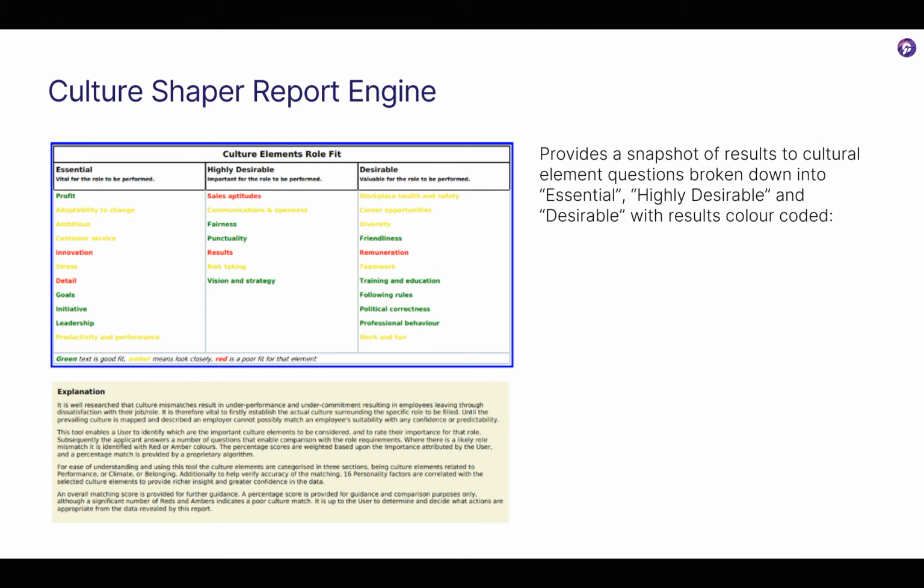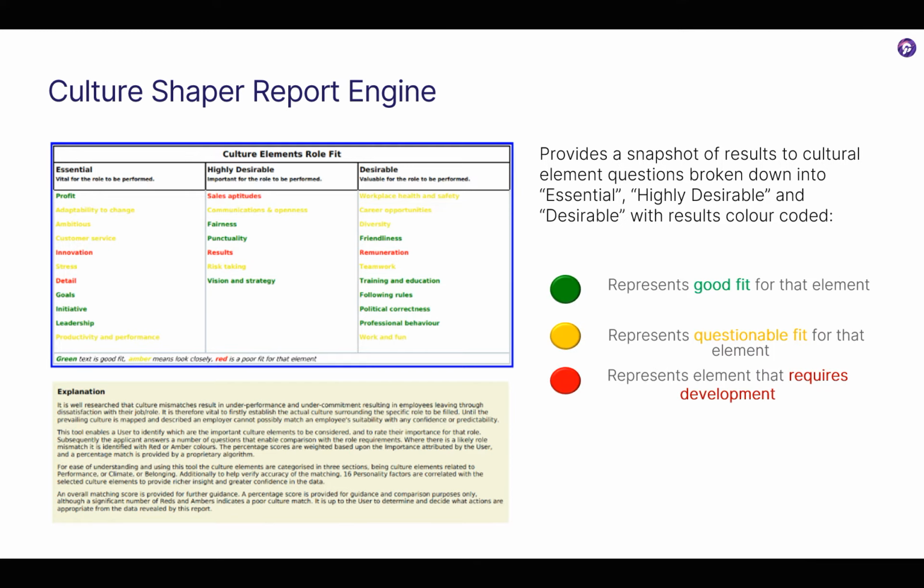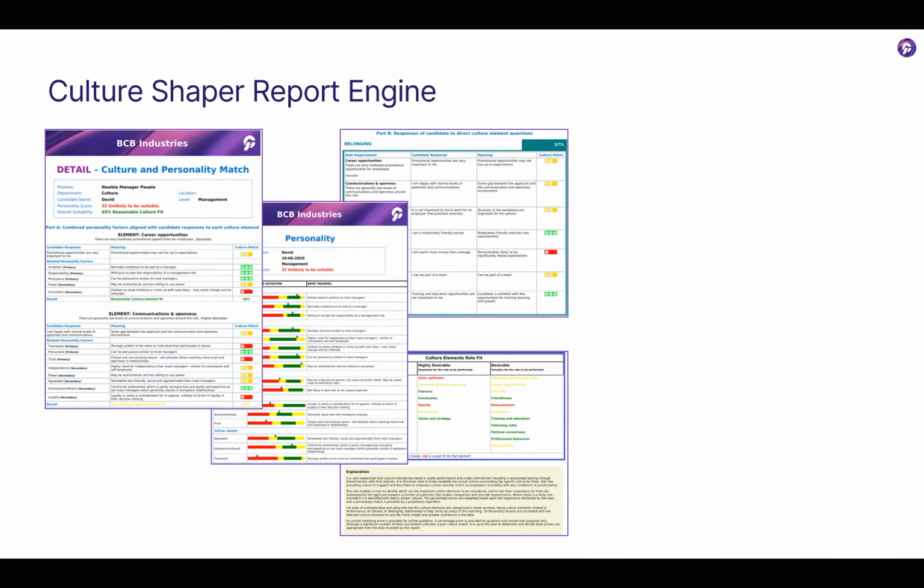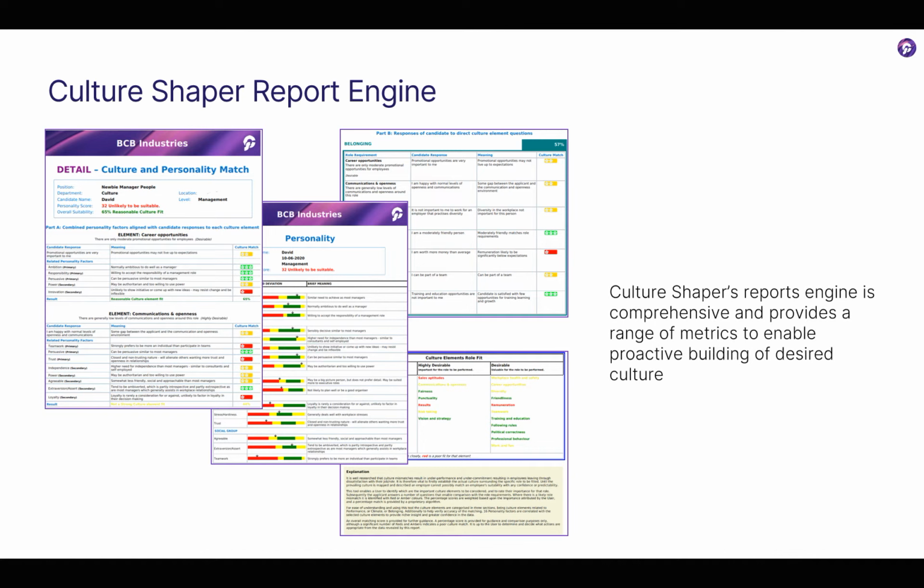The culture element role fit provides a snapshot of results to cultural element questions broken down into essential, highly desirable, and desirable, again with results color-coded. Culture Shaper's reports engine is comprehensive. It provides a range of metrics to enable proactive building of desired culture.